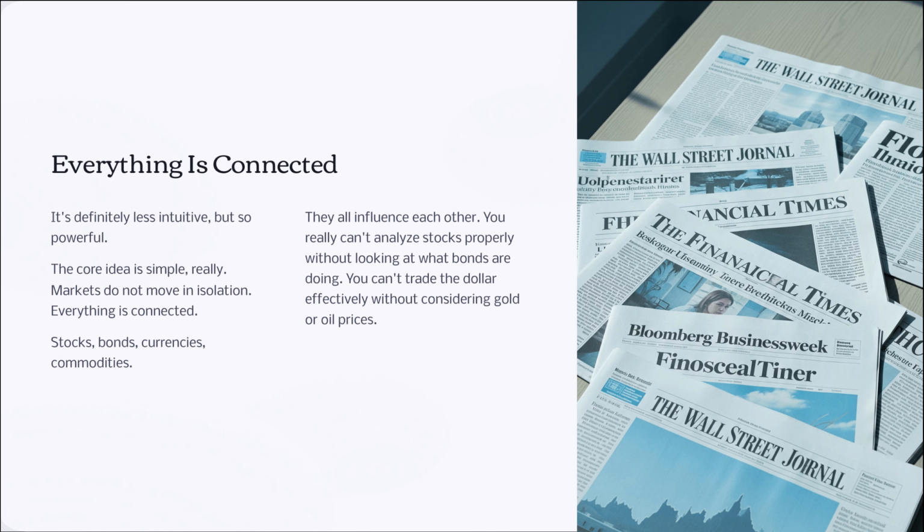The core idea is simple, really. Markets do not move in isolation. Everything is connected. Stocks, bonds, currencies, commodities. They all influence each other. You really can't analyze stocks properly without looking at what bonds are doing. You can't trade the dollar effectively without considering gold or oil prices.